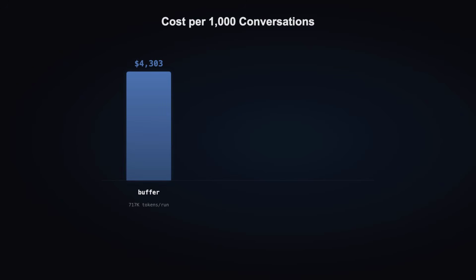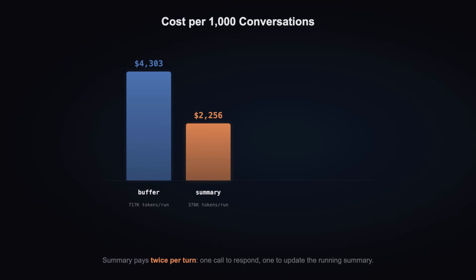Here is where it gets really interesting. Let's extrapolate to 1,000 conversations. Buffer, $4,303. It sends the entire conversation history every turn. By turn 50, you're sending 50 turns of history with every message. Summary, $2,256. Better than buffer, but the extra summarization calls eat up the tokens. You're paying twice per turn.